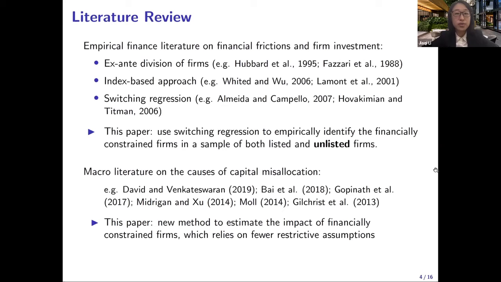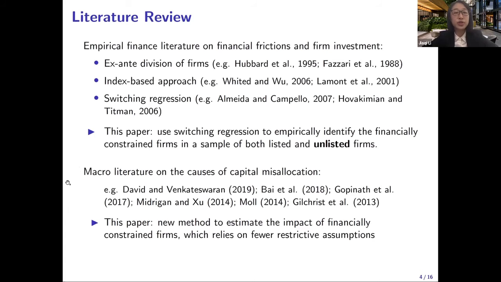Okay, so this paper contributes to two strands of the literature. The empirical finance literature has provided different ways of classifying firms into financially constrained and unconstrained types. The simplest way is just to divide firms based on their age and size. There are also papers using an index-based approach, which is to estimate the probabilities of the firms being constrained based on some accounting ratios. And more recently, there are also papers using this switching regression approach, which is related to the index-based approach in terms of estimating the probabilities of the firms being constrained, but it also uses some extra information from firms' investment behavior. This paper also adopts this switching regression approach. And instead of focusing on US listed firms, as in most of the existing literature, this paper looks at both listed and unlisted firms, which is important for studying financial constraints because small unlisted firms are more likely to suffer from financial constraints.